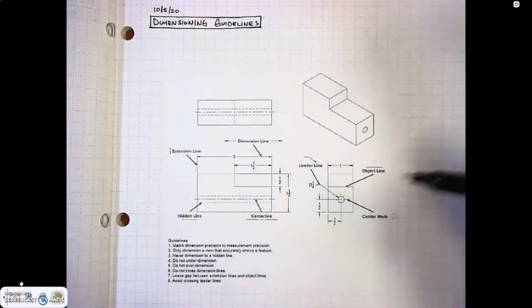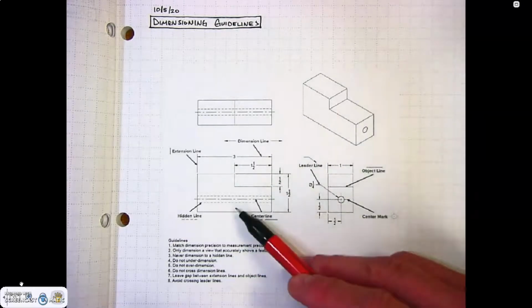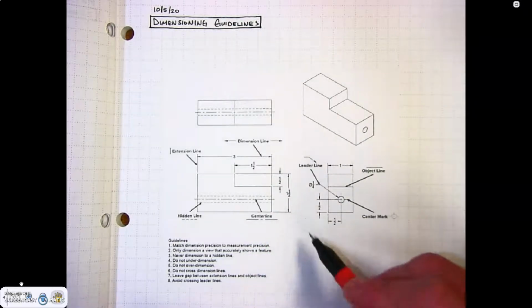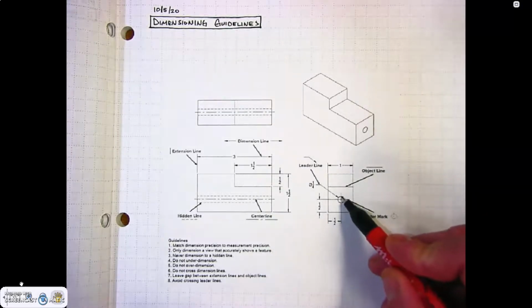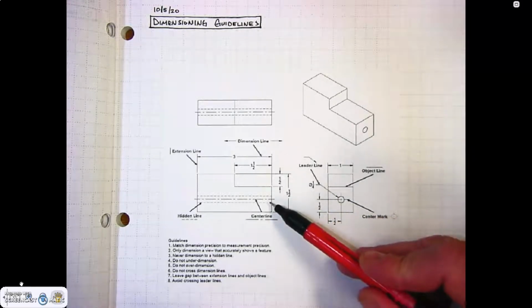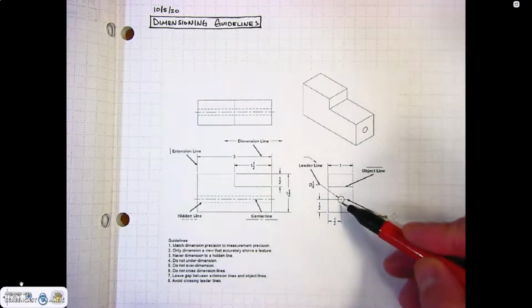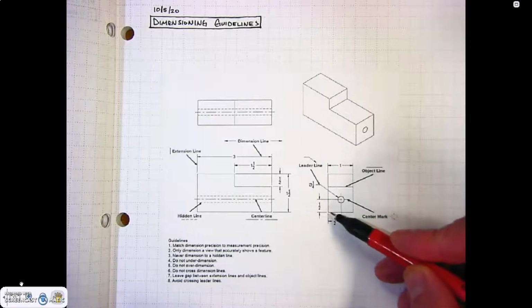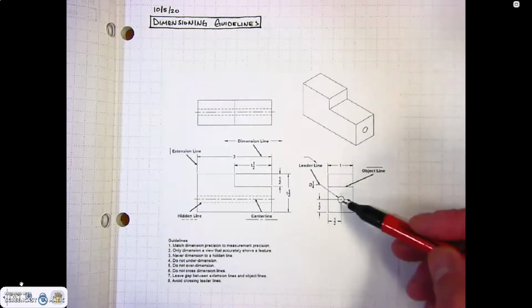Number three says never dimension to a hidden line. And so in our drawing here, we have a few hidden lines. Those hidden lines represent this hole that goes through the object. So we would never dimension to a hidden line. You need to find the view that shows the actual feature. So in this case, the hole. And so that hole is dimensioned in the right side view over here.